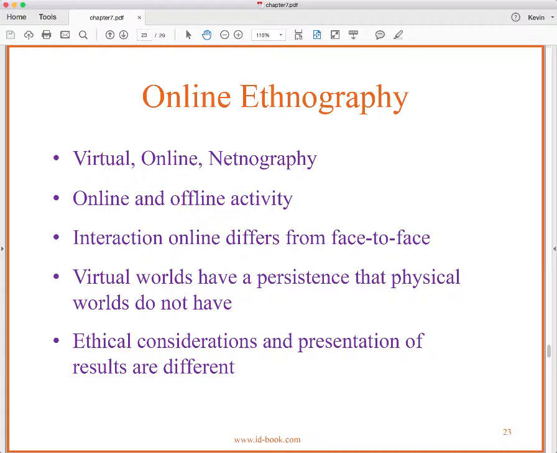Okay, we're going to have some online activity. We're going to be able to do some offline analysis. What we have to realize is that the interaction online is going to be different from face-to-face. And it's going to be different in a lot of ways.